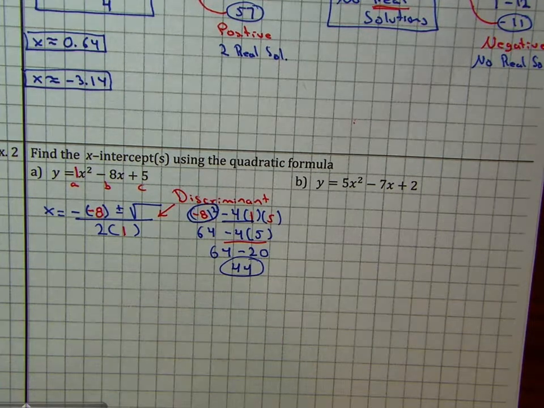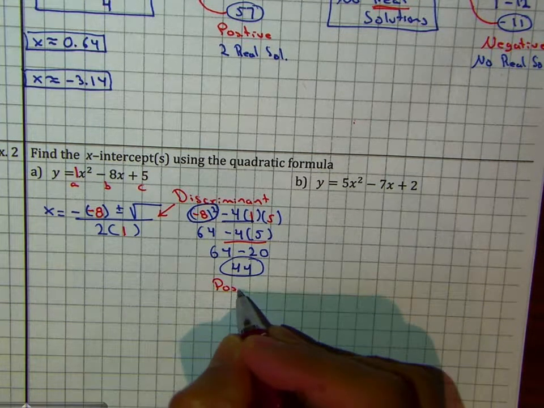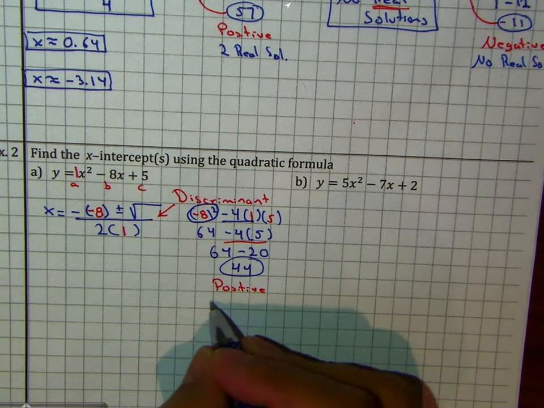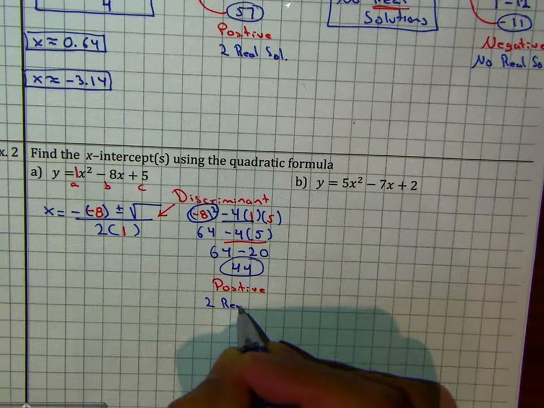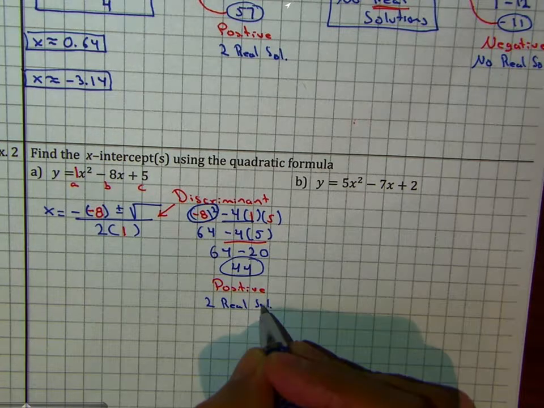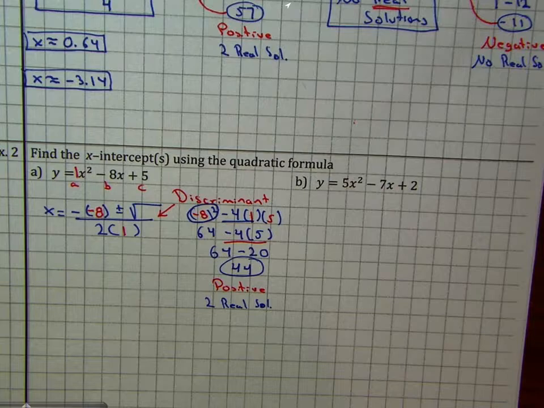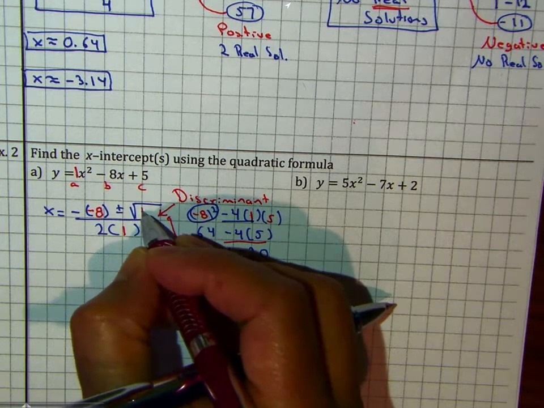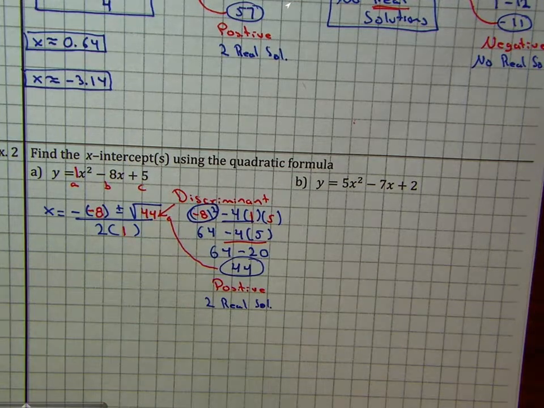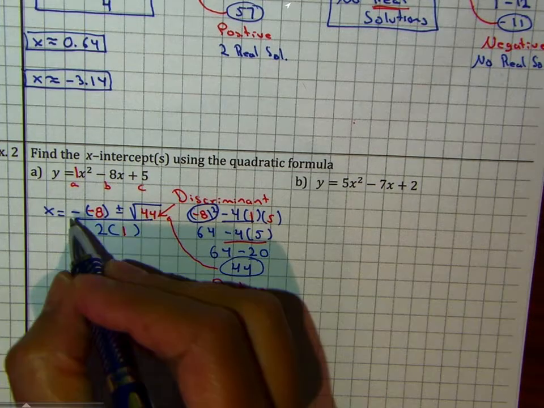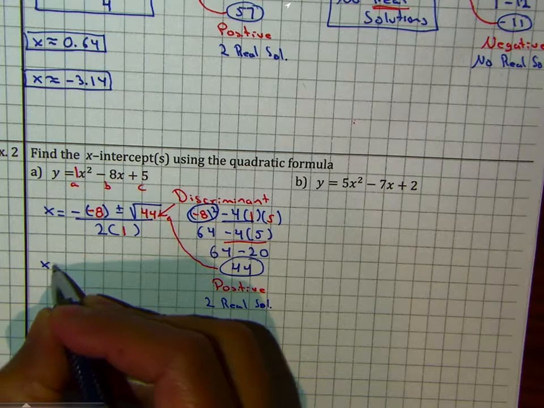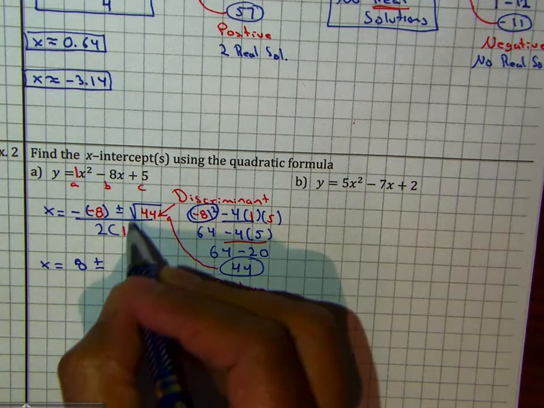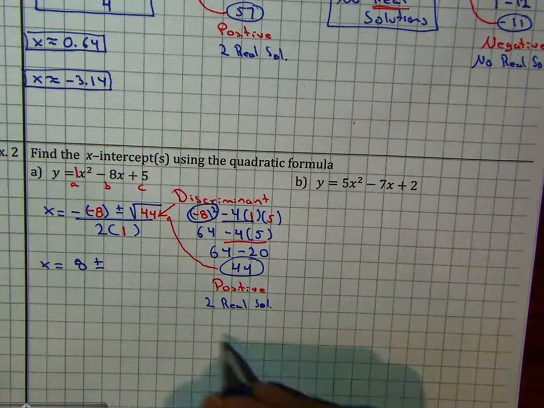44 is positive, which means that there are two real solutions. And that goes inside the square root. Negative and negative becomes a positive, so it gives me x equals 8 plus or minus the square root of 44. Now, we can simplify the square root of 44.